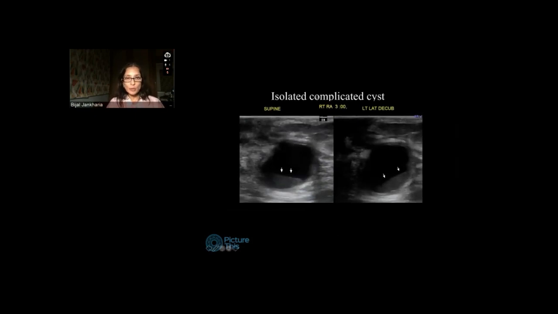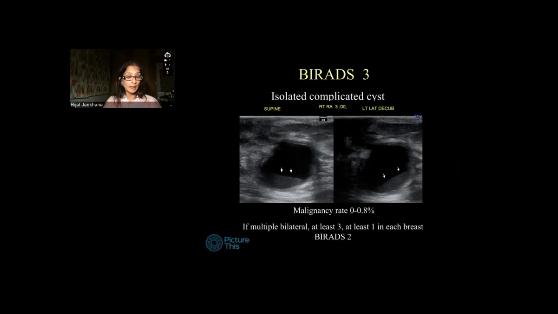Isolated, look at the word, isolated complicated cyst: BI-RADS category 3, because they have a chance of malignancy of about 0 to 0.8%. More than 0 and less than 2%. So they go on to BI-RADS category 3.